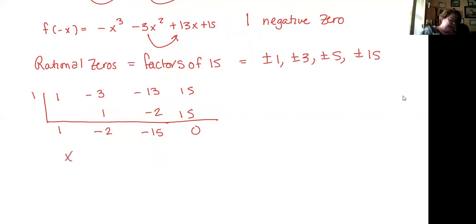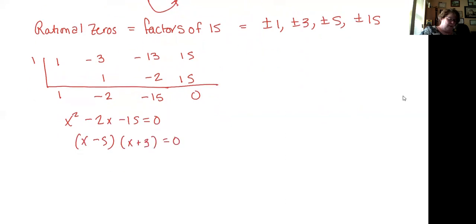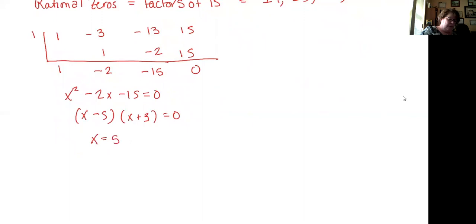So my other factor is x squared minus 2x minus 15. I'm going to factor that: minus 5 plus 3. So I get 5 and negative 3. So my 3 zeros are 1, 5, and negative 3. And let's just quickly discuss that Descartes was right. Descartes told us that one of the zeros was negative, and one of the zeros is negative. And then we have the possibility of 2 or none of them being positive. Well, as it turns out, 2 of them are positive.